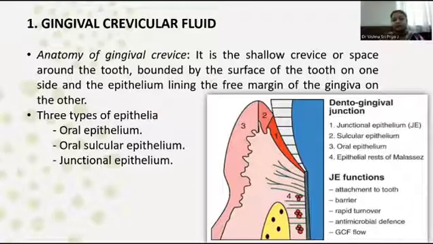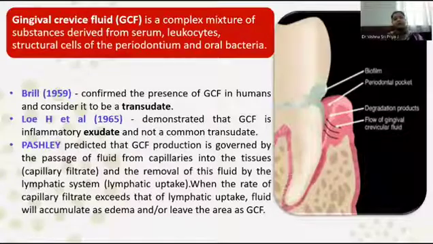As you see in this picture, there are three areas marked. Number one, which is in close approximation to your tooth surface, is your junctional epithelium. Number two is the sulcular epithelium. Number three is your oral epithelium.